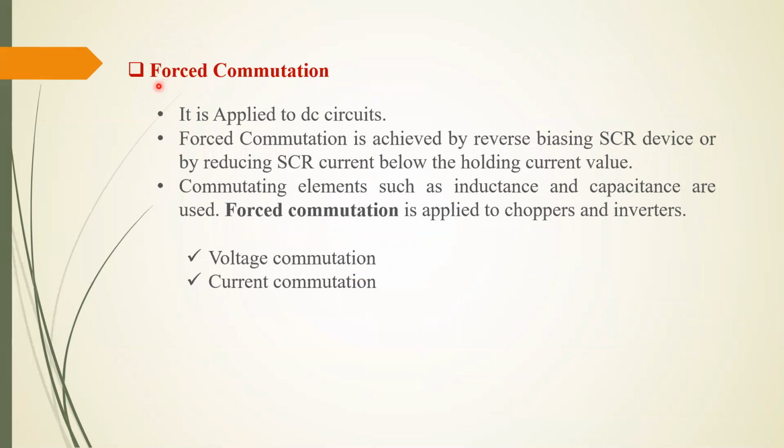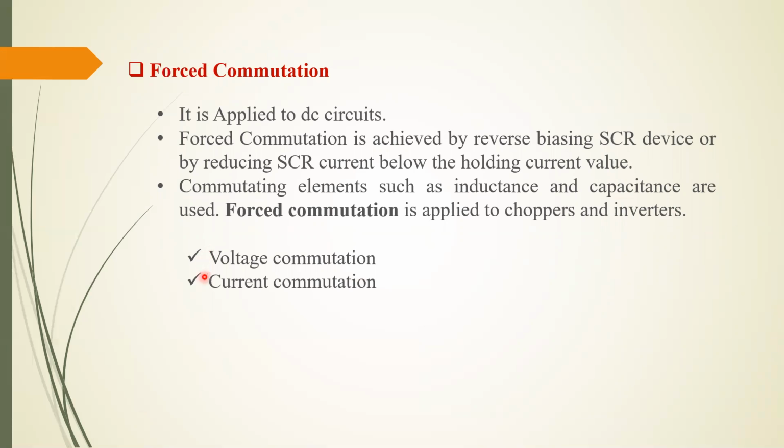Now let's go for forced commutation. So what happens in forced commutation? We learn step by step. Forced commutation is applied to DC circuits. Forced commutation is achieved by reverse biasing the SCR device or by reducing the SCR current below the holding current value. Commutating elements such as inductance and capacitance are used. Forced commutation is applied to choppers and also inverters, because the inverter input is also a DC. So there is no concept of natural commutation, so we need to apply external commutation. So forced commutation is also required in inverters.